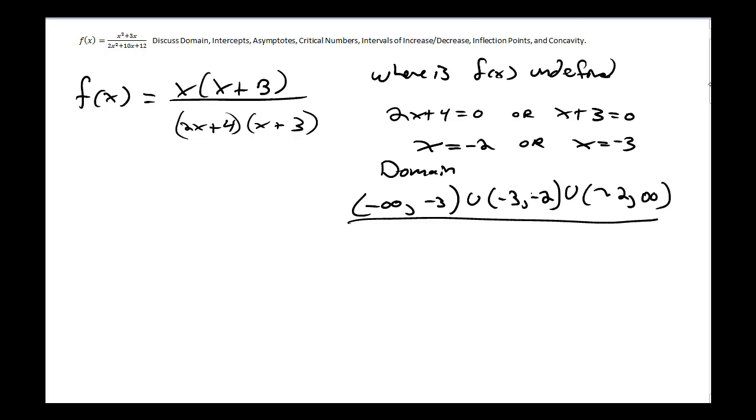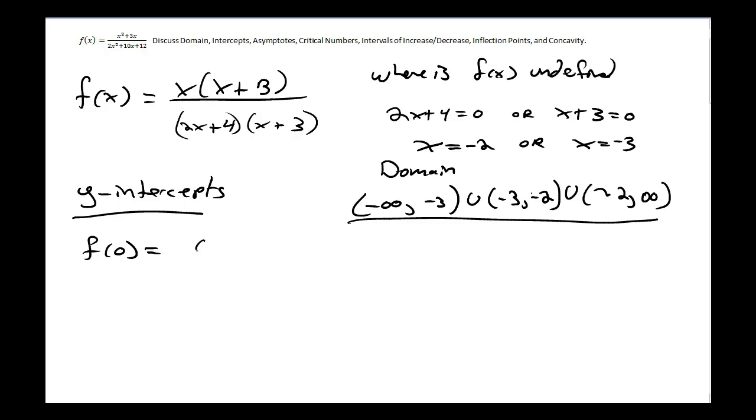Alright, to talk about intercepts, I've got two types of intercepts. There's y-intercepts. Y-intercepts occur when my function has 0 replaced into the x's. It happens when x equals 0. That's when I'm going to cross the y-axis.